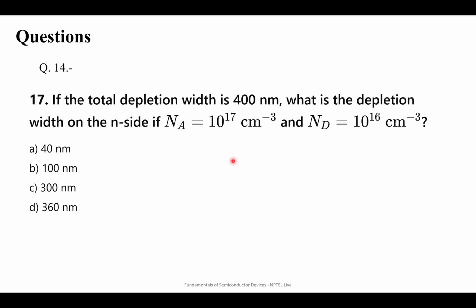Next question. If the total depletion width is 400 nanometer, what is the depletion width on the N side if Na is 10 to the power 17 and Nd is 10 to the power 16 per centimeter cube? A 40 nanometer, B 100 nanometer, C 300 nanometer, D 360 nanometer. This is another numerical. We just saw the formulas for depletion width in Na and Nd.